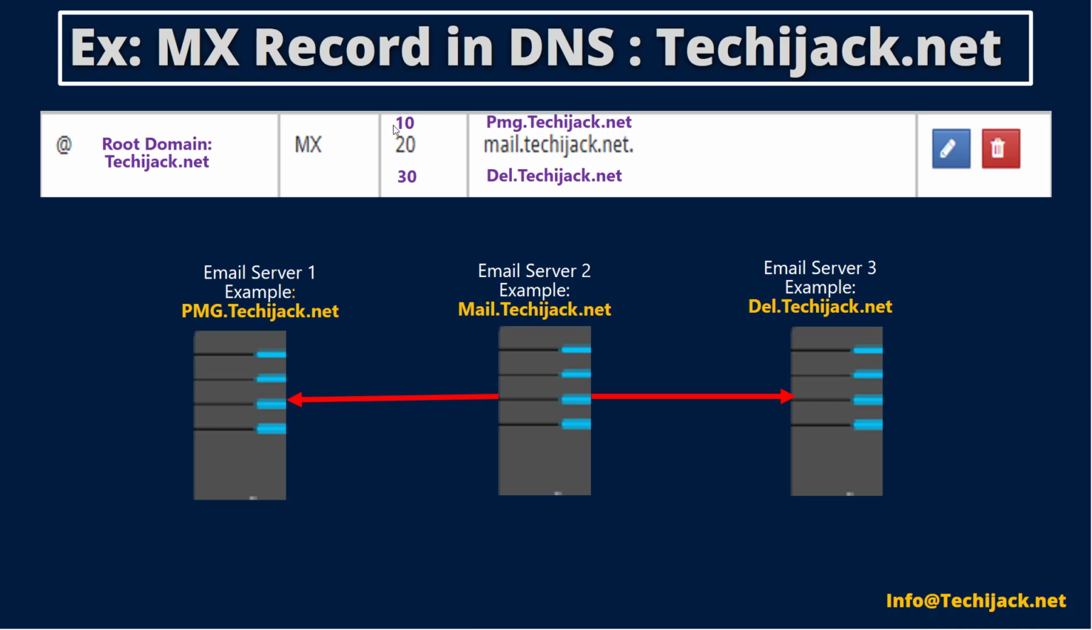In this case, first of all, the mail will be received by pmg.techijack.net, because it has the lowest number, so it has the highest preference. And if in case it is down, it will go to the 20, after that it will go to the preference 30. So you can have a different email server with a different MX record. It totally depends on your company scenario, how you want to implement it.